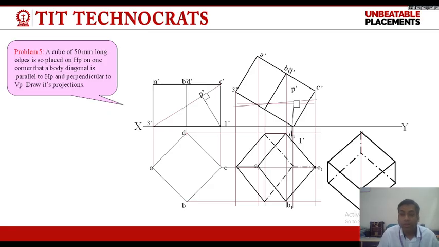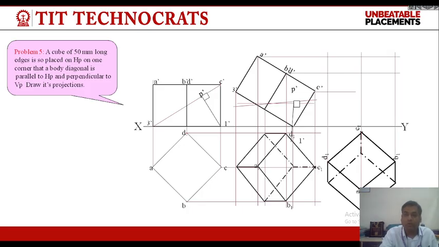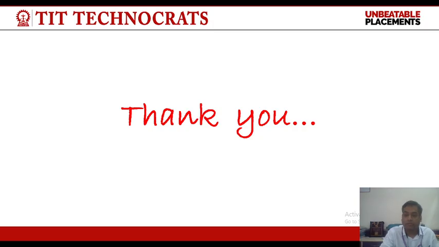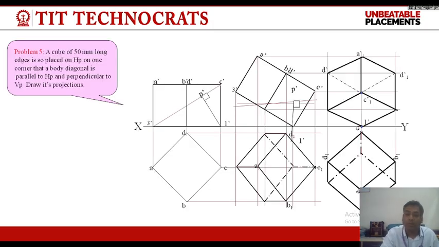Now in step 5 we will copy the figure of step 4 by keeping this solid diagonal perpendicular to VP as shown in figure, and by projecting all these points from top view and front view and joining using the concept of visible lines and invisible lines, we will get the final projection of a cube like this. So this problem is important as this problem will set a concept for isometric projection.